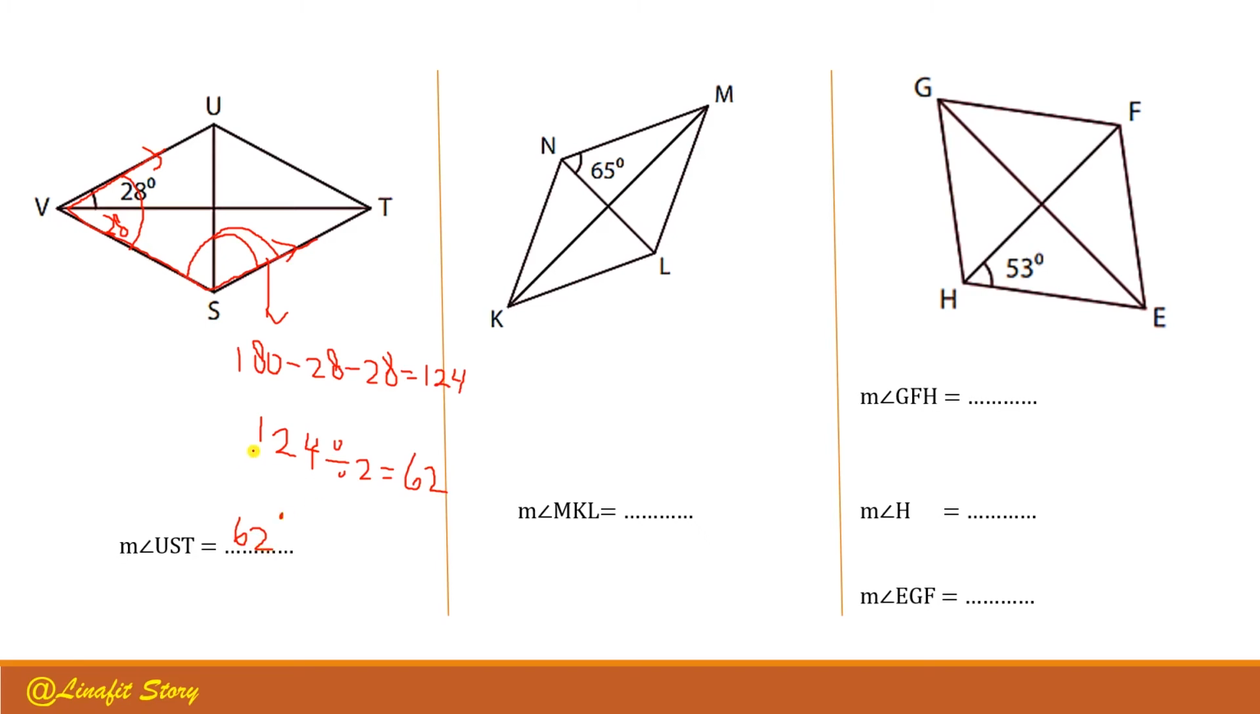Next is here, we will find MKL. This is 65 degrees, and then this is also 65 degrees. This is 90 degrees. This is 65. This is also 65 degrees. So to get MKL, it is 180 minus 90 minus 65 degrees, which is equal to 25 degrees.